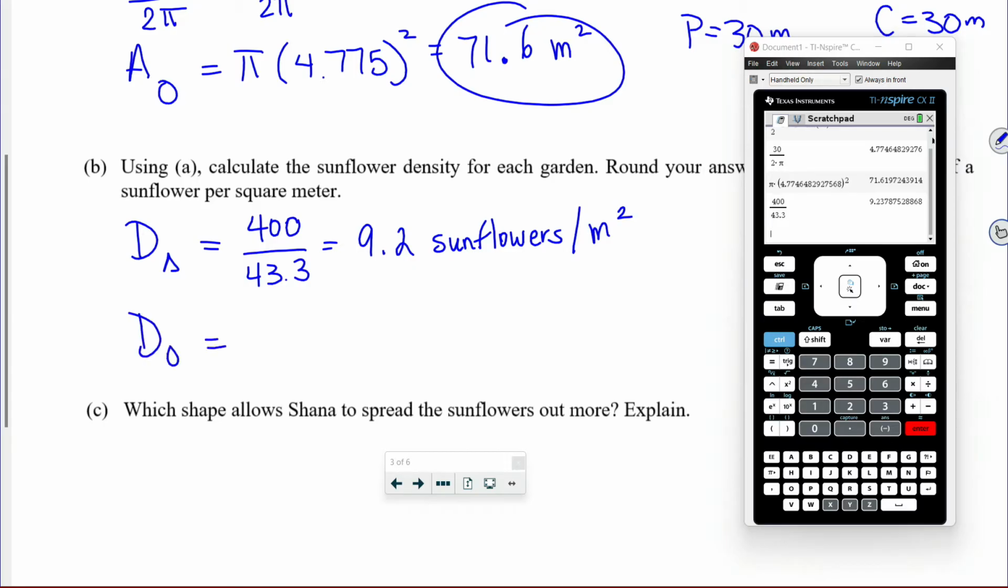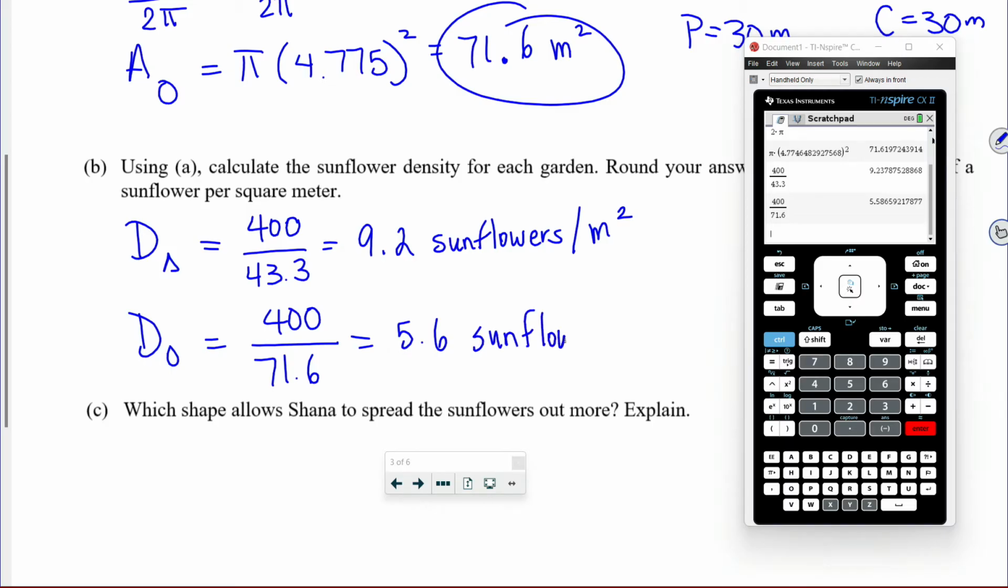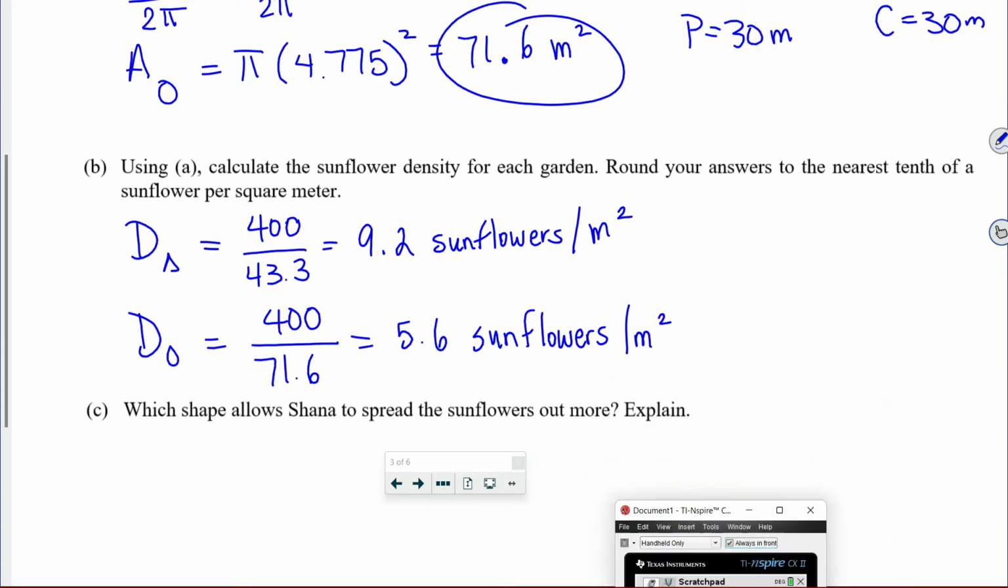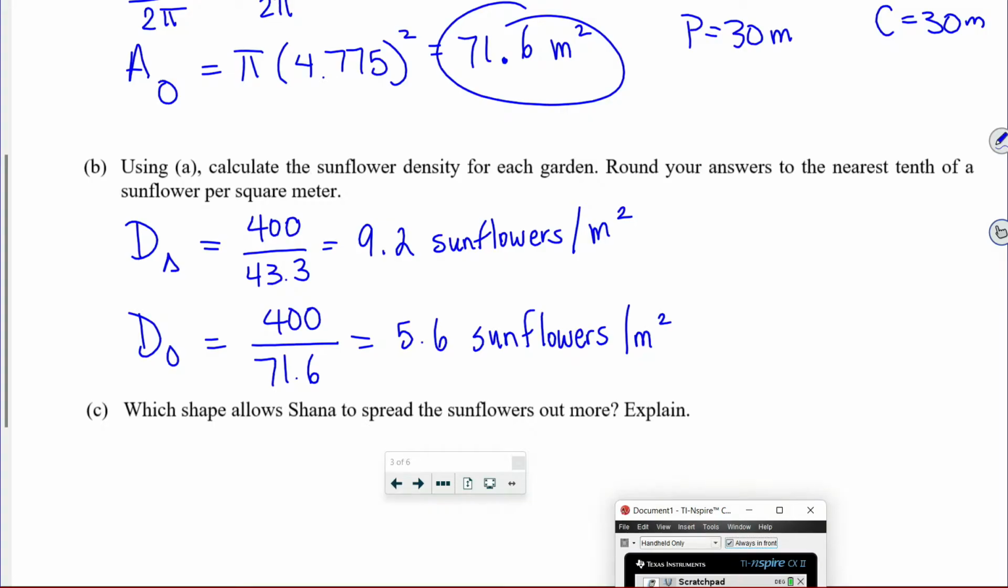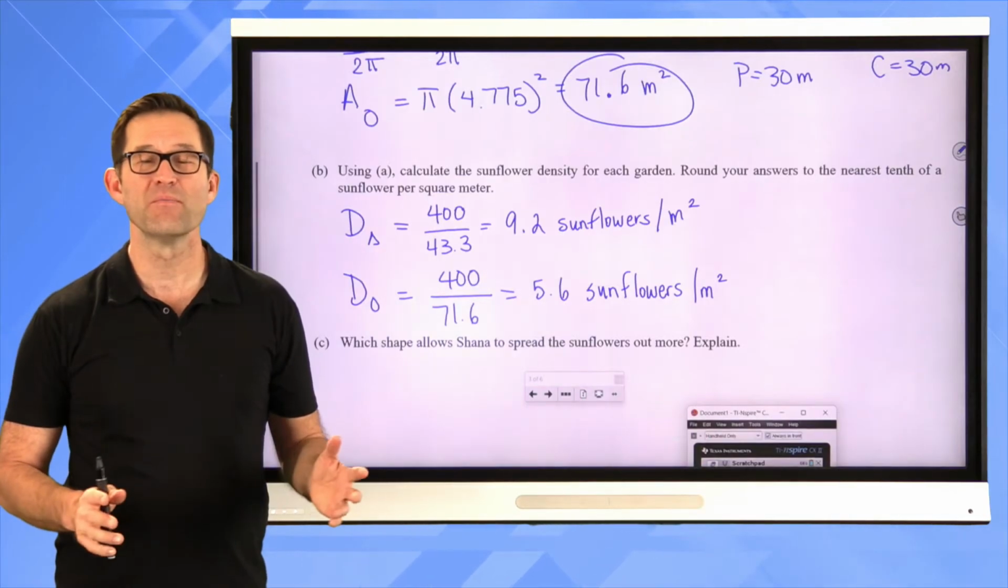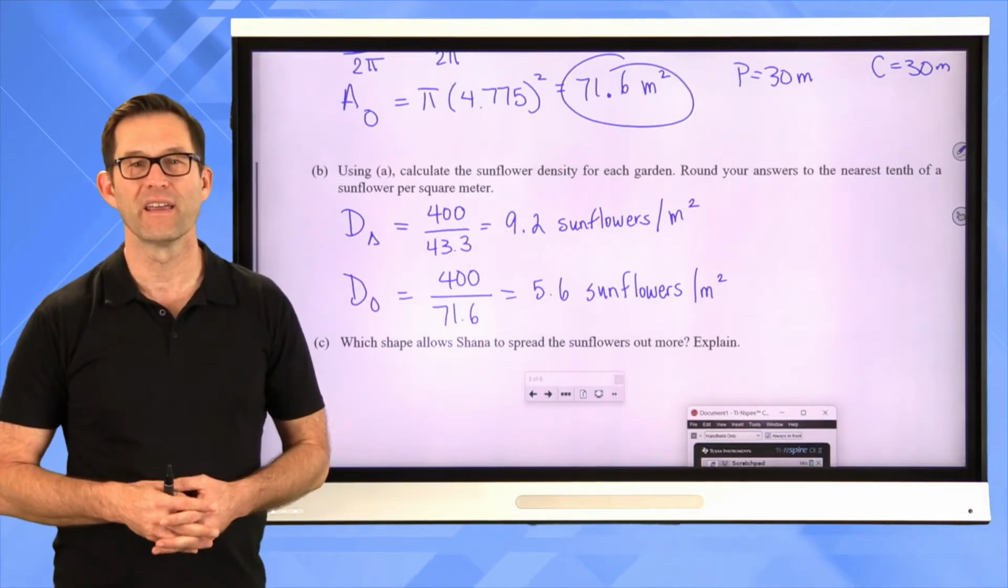The density of the circle is going to be 400 sunflowers divided by 71.6. And let's figure out what that is. And that's going to be 5.6 sunflowers per square meter. Awesome, right? And let's take a look at the last problem. Which shape allows Shayna to spread the sunflowers out more? Explain. All right, well, this should be pretty obvious, but why don't you go ahead and pause the video and give me your answer.